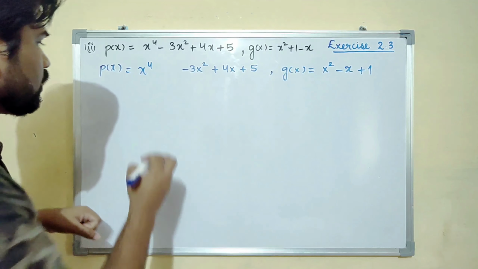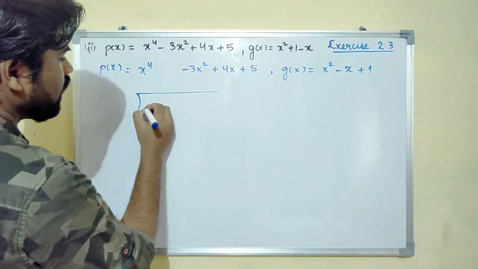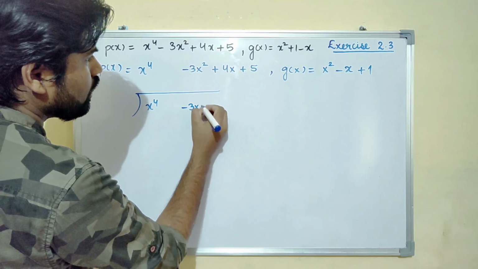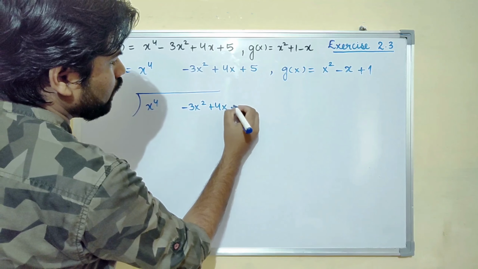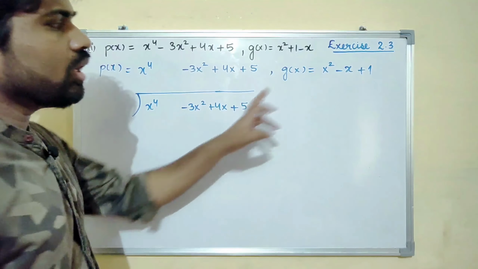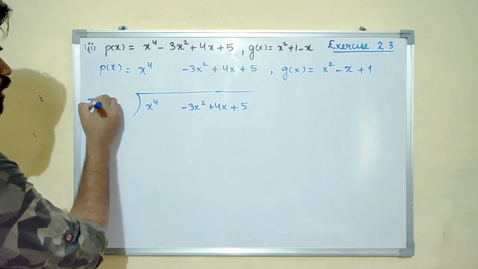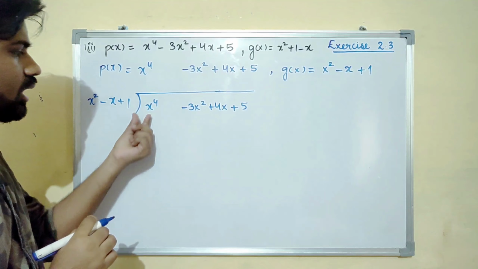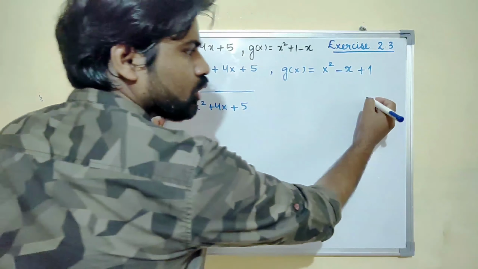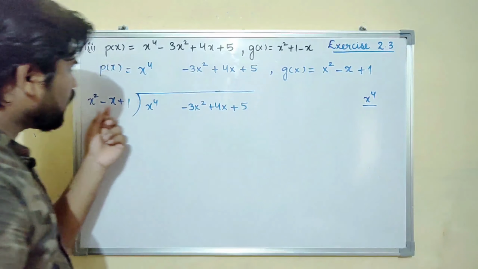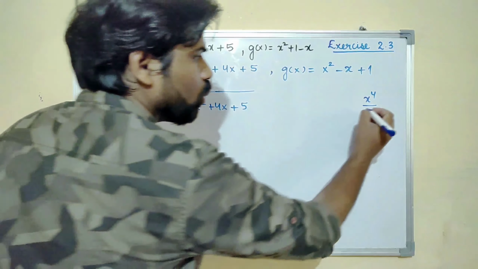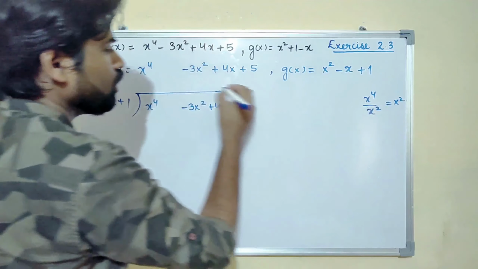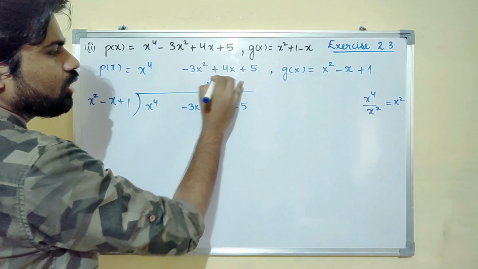Now let us divide it. So here the dividend is x to the power 4, leave a space, minus 3x square plus 4x plus 5. Now the divisor is x square minus x plus 1. Now let us take the first term of the dividend, which is x to the power 4, and divide it by the first term of the divisor, which is x square. So you will get x square only. So your quotient will be x square, right?